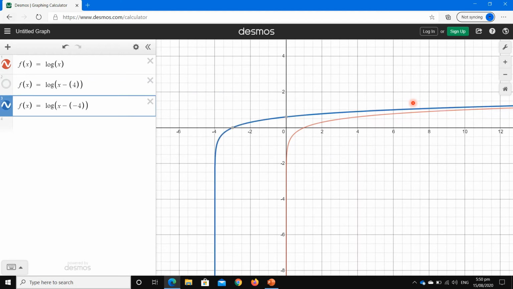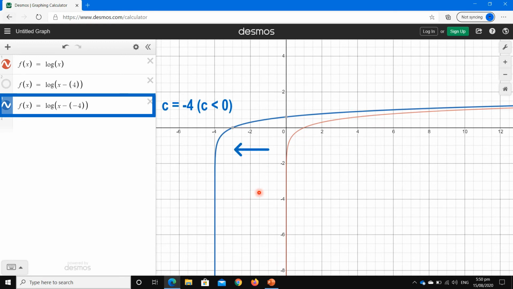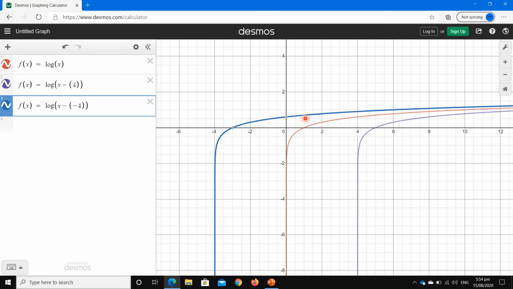Now let's see if f of x is equal to log of x minus negative 4. In this example, we have c equals -4, or c is less than 0. We can see that from our original function, which is this graph or this curve, it shifted to the left. So it became this graph. So in short, if c is less than 0, our graph will shift to the left, and if c is greater than 0, our graph will shift to the right.